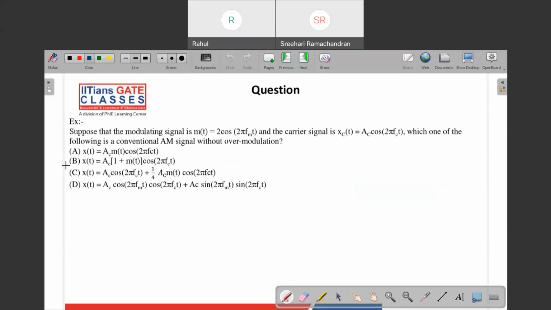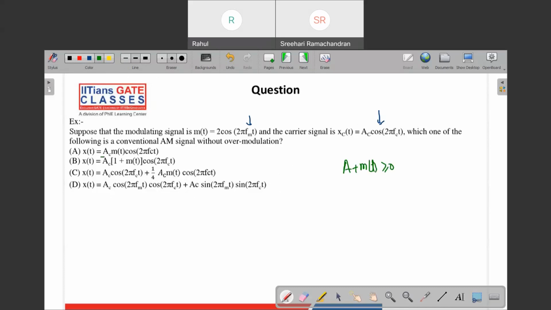Now let's go through one problem. Let's say we have a signal m(t) equal to 2 cos 2 pi fm t, and we have a carrier. This is the message signal, this is the carrier signal, and we need to find out which of these four options is a correct AM signal without any kind of over modulation. So we need to find the signal for which the envelope is never negative, or you can say A plus m(t) is always positive. We just need to find those cases.